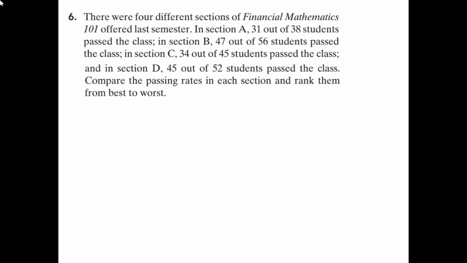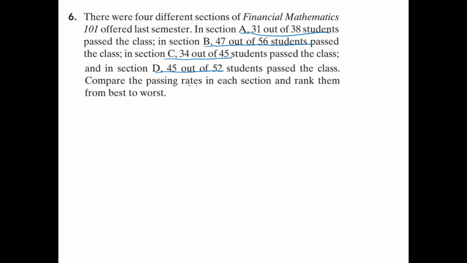Okay. So there were 4 different sections of Financial Mathematics 101 offered last semester. In Section A, 31 out of 38 students passed the class. In Section B, 47 out of 56 students passed the class. In Section C, 34 out of 45 students passed the class. And in Section D, 45 out of 52 students passed the class. Compare the passing rate in each section and rank them from best to worst.